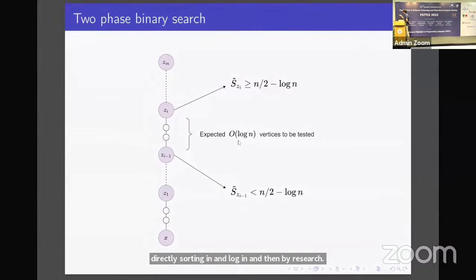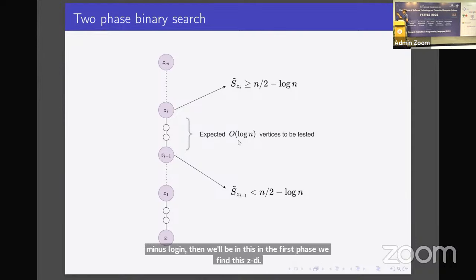Here's a diagram which depicts the same. X is the random node that we have chosen. Z1 through Zm are the sampled ancestors that we have chosen. And suppose Zi was the lowest ancestor that has estimated subtree size at least equal to n/2 minus log n. Then we'll be in the first phase, where we find this Zi minus 1 and Zi.